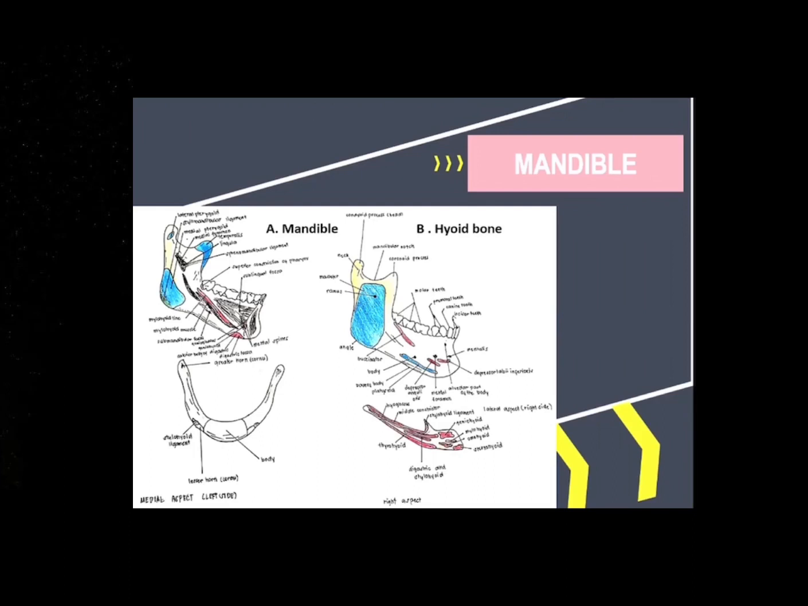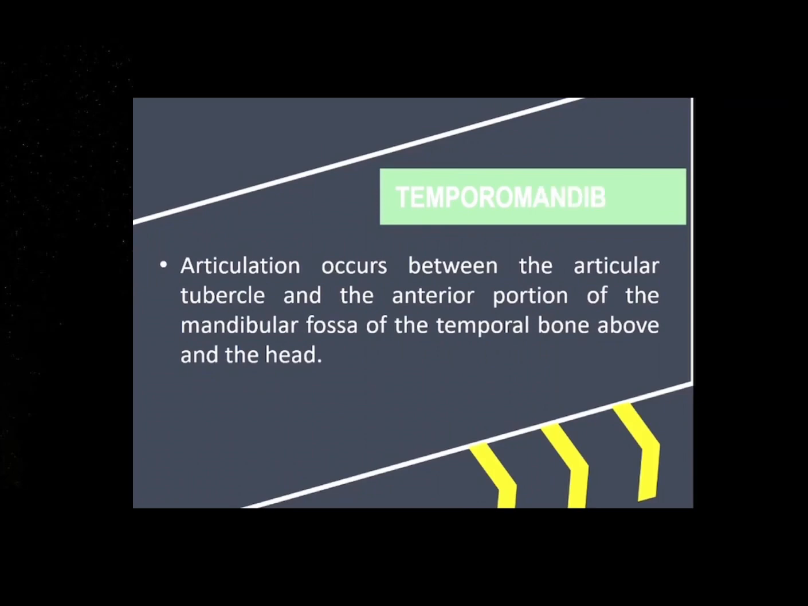The temporomandibular joint is seen from the lateral and medial aspects. The coronoid process receives on its medial surface the attachment of the temporalis muscle. Temporomandibular joint. Articulation occurs between the articular tubercle and the anterior portion of the mandibular fossa of the temporal bone above, and the head or the condyloid process of the mandible below. The articular surfaces are covered by fibrocartilage.